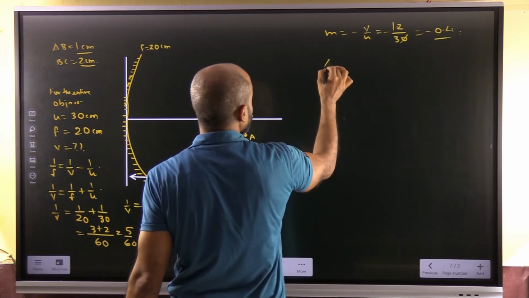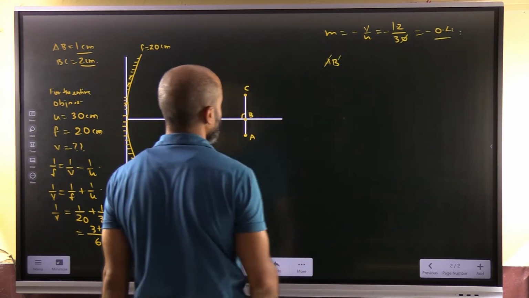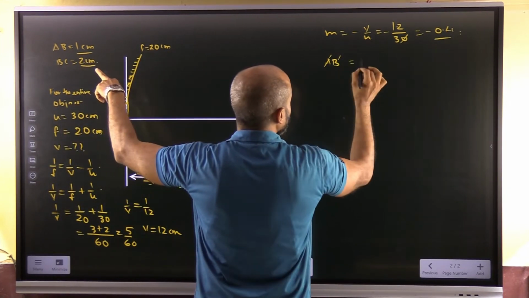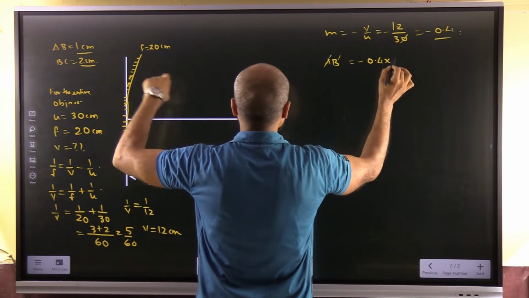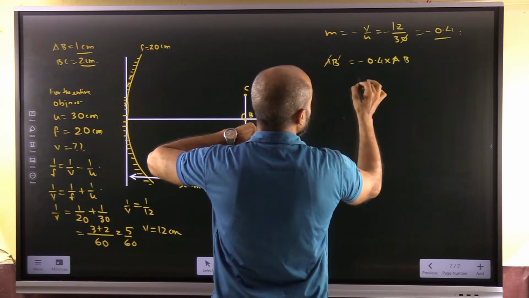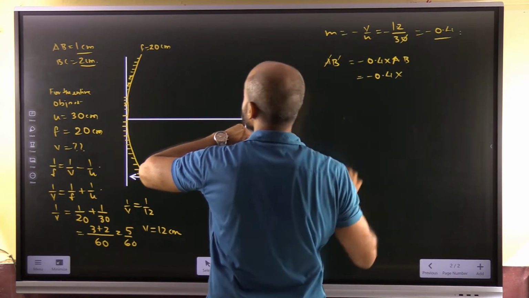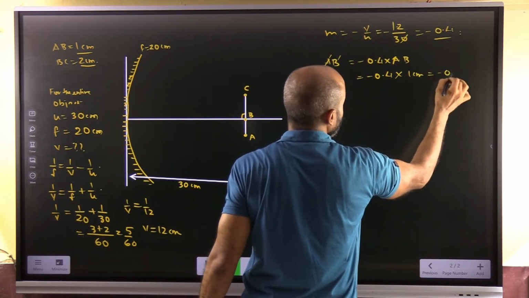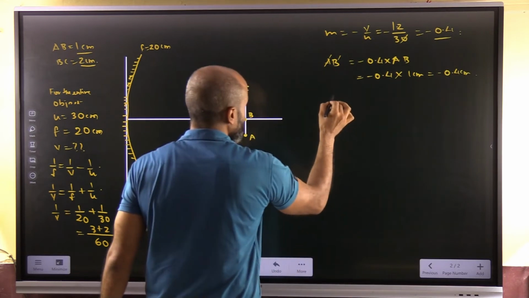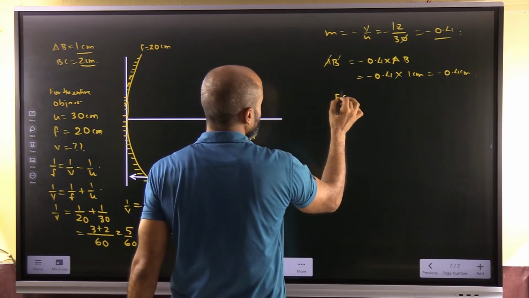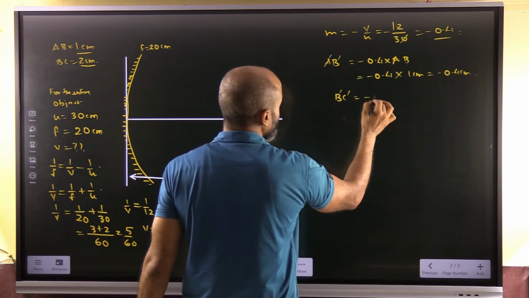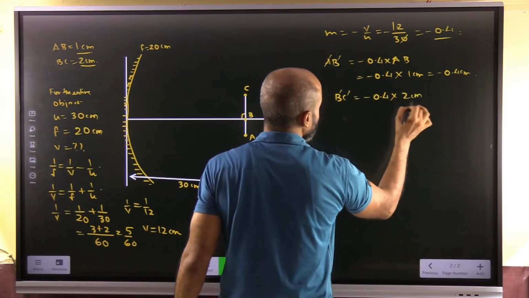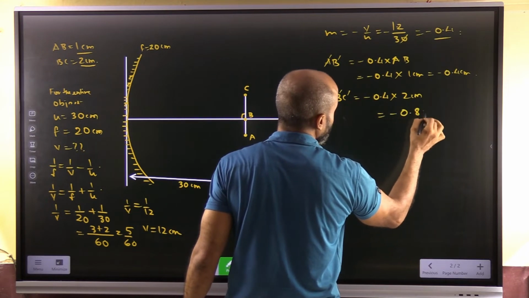So what will be the length of, let's say, image A'B'? AB is how much? So image A'B' will be minus 0.4 into AB portion, that is 1 centimeter. So this will be minus 0.4 centimeter. And similarly, the image of B'C' will be equal to minus 0.4 into BC, that is 2 centimeter. So this is going to be minus 0.8 centimeter.